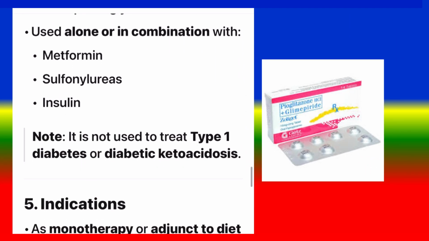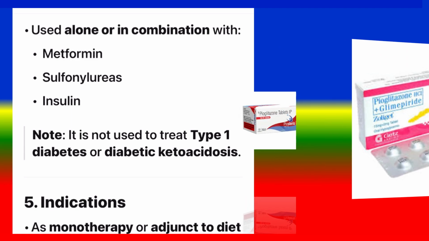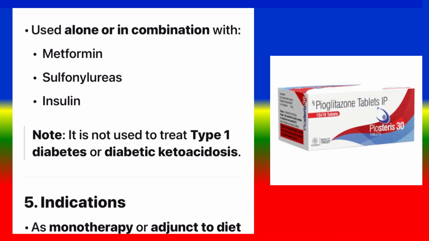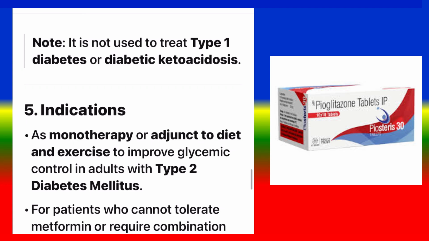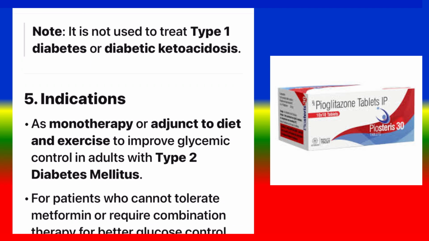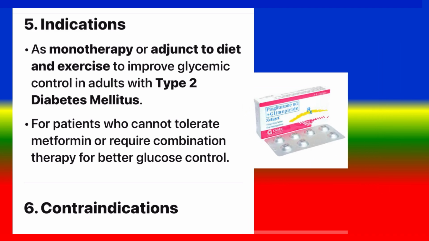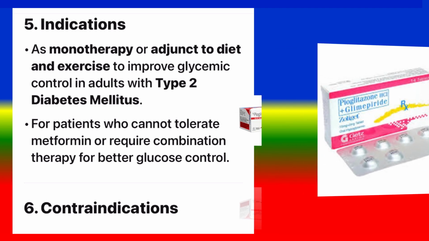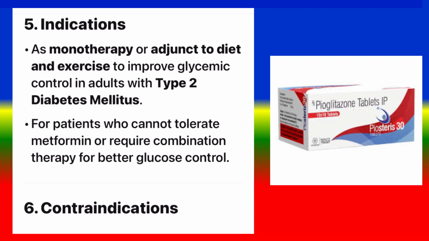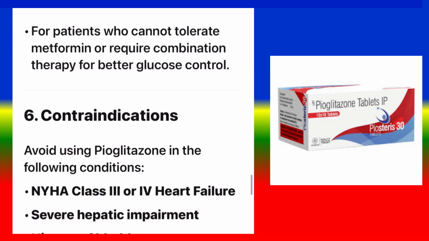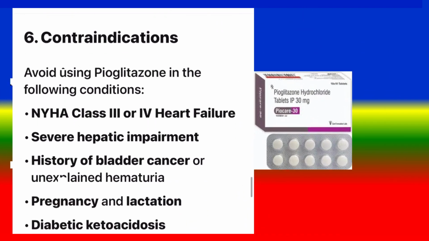Number 4. Uses. Pioglitazone is used for type 2 diabetes mellitus, T2DM, to improve glycemic control. Used alone or in combination with metformin, sulfonylureas, or insulin. Note: it is not used to treat type 1 diabetes or diabetic ketoacidosis. Number 5. Indications. As monotherapy or adjunct to diet and exercise to improve glycemic control in adults with type 2 diabetes mellitus, for patients who cannot tolerate metformin or require combination therapy for better glucose control.